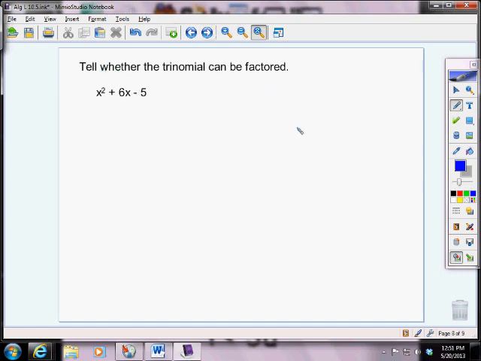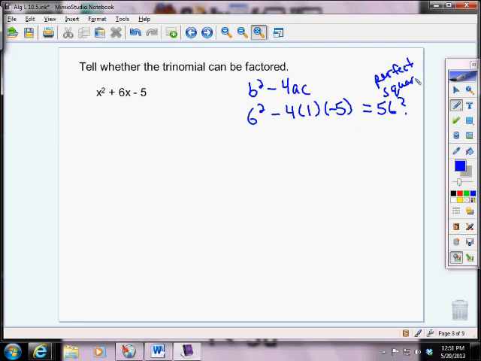Let's look at another example. This is tell whether the trinomial can be factored. Using your discriminant, again we have 6 squared minus 4 times 1 times negative 5, and I type that into my calculator, I get 56. Is 56 a perfect square? The answer is no. So can this be factored?